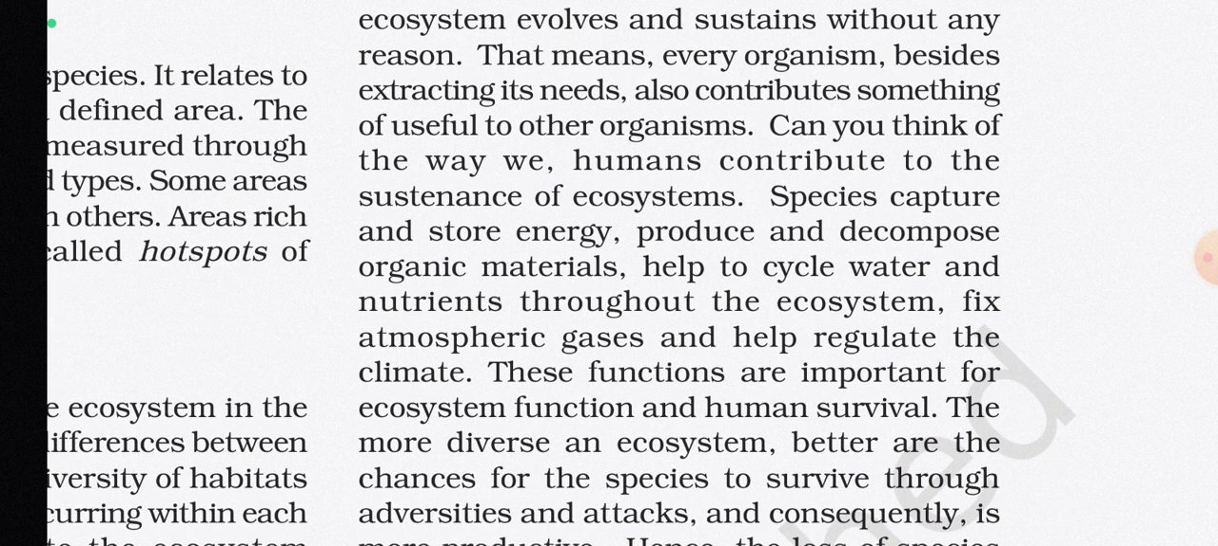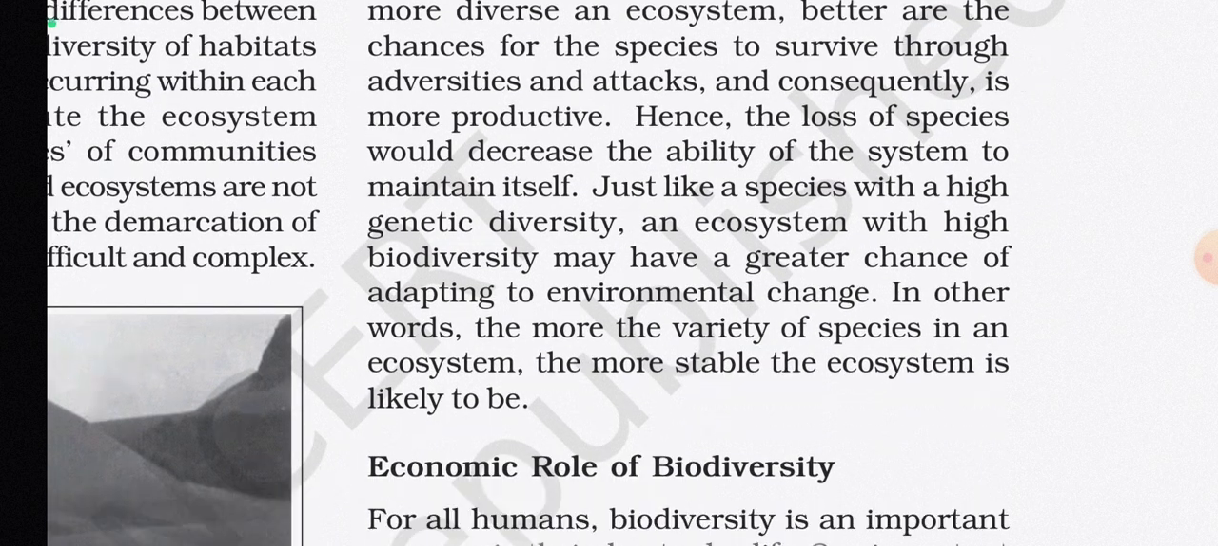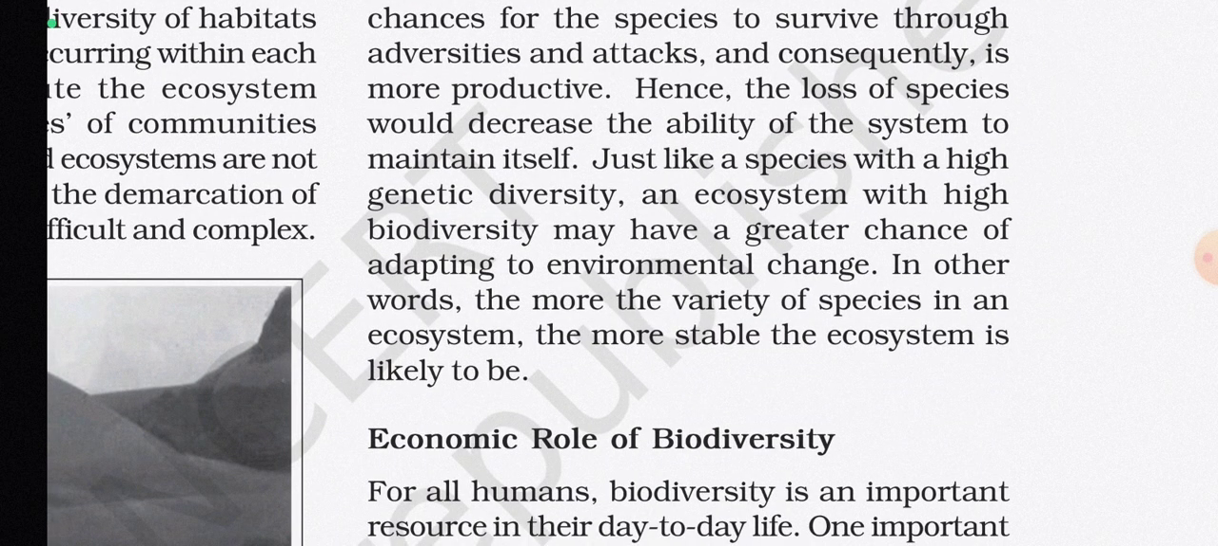Species capture and store energy, produce and decompose organic materials, help to cycle water and nutrients throughout the ecosystems, fix atmospheric gases, and help regulate the climate. These functions are important for ecosystem function and human survival. The more diverse an ecosystem, the better are the chances for the species to survive through adversities and attacks, and consequently it is more productive. Hence, the loss of species would decrease the ability of the system to maintain itself.